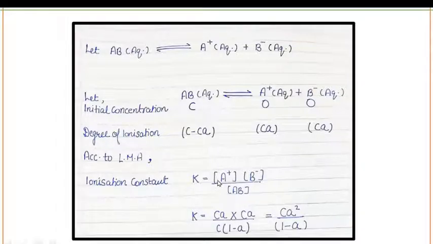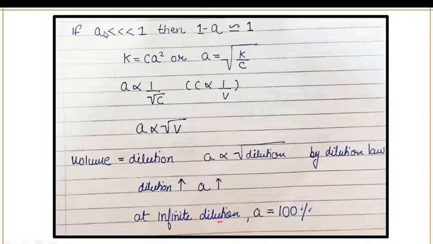After putting the values of active masses of A plus, B minus, and AB, you will get the value of K as C alpha square divided by 1 minus alpha. Now, if alpha is very less than 1, then 1 minus alpha will be equal to 1, and K will be equal to C alpha square, or you can say alpha will be equal to under root of K divided by C.